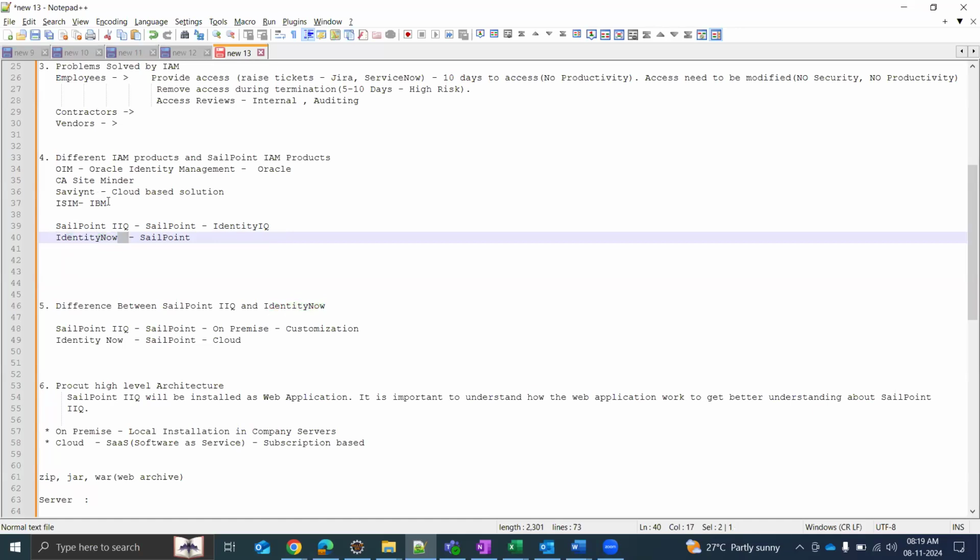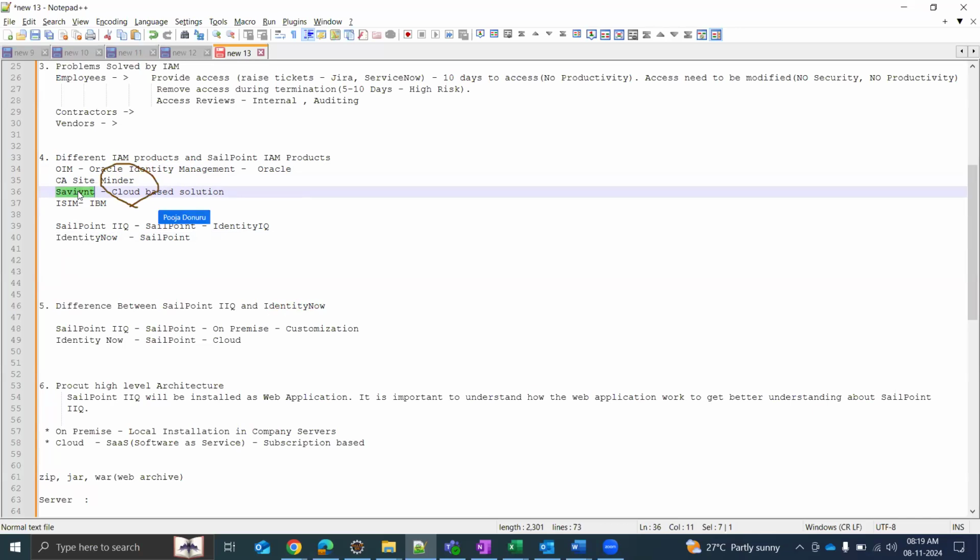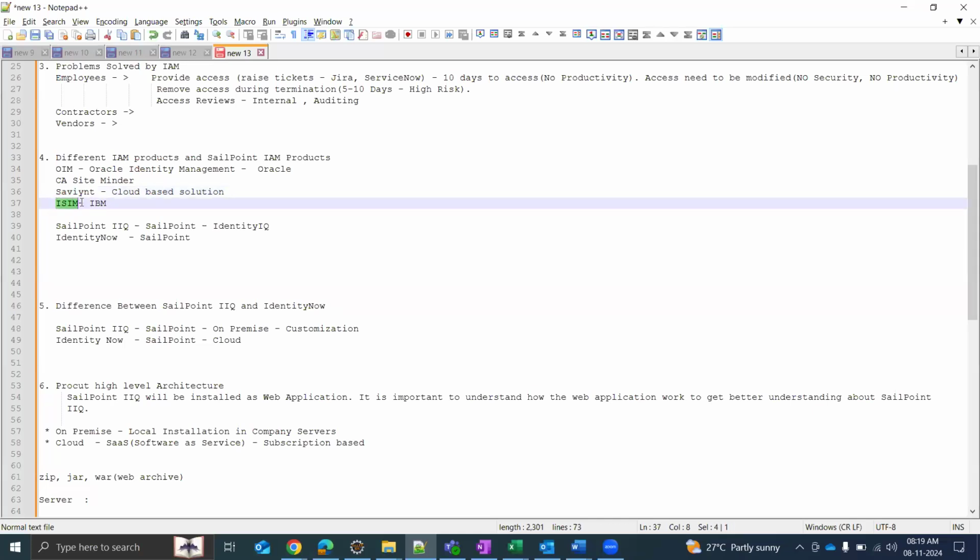Now about the other tools that we discussed: OIM is an on-premise solution. CA, I'm not sure about, but Saviynt is a cloud-based solution. Saviynt doesn't have any on-premise applications; right from day one, it has been developed as a cloud-based solution only. And ISIM is a legacy tool, completely an on-premise solution. So these are the different products.